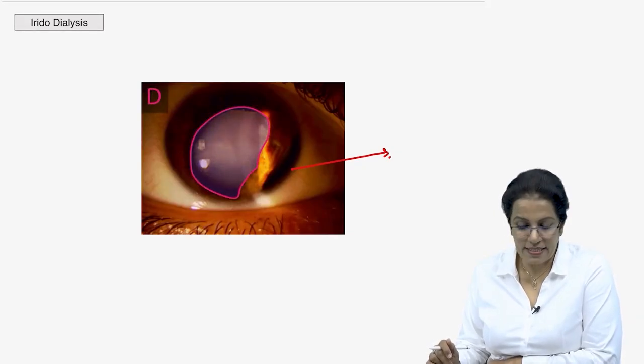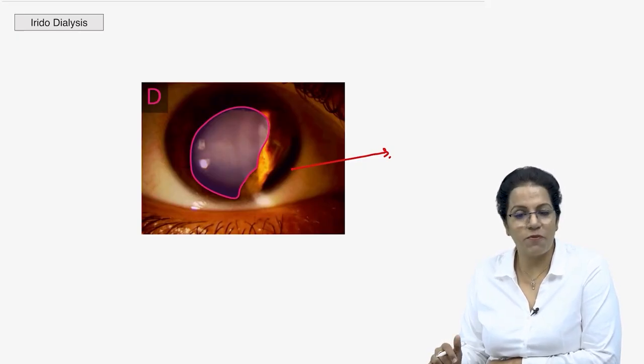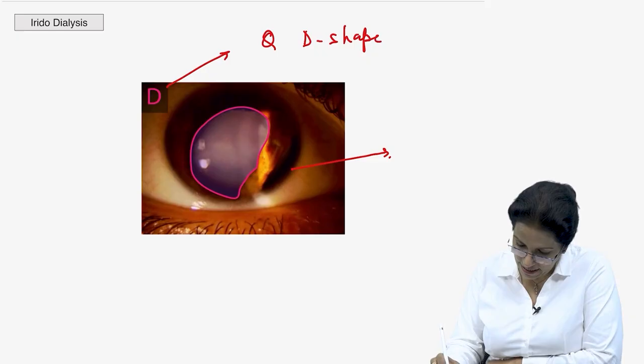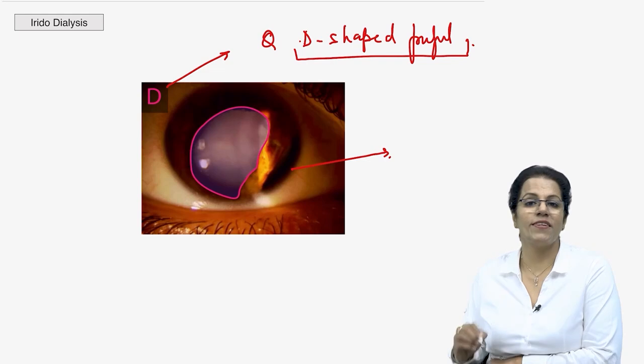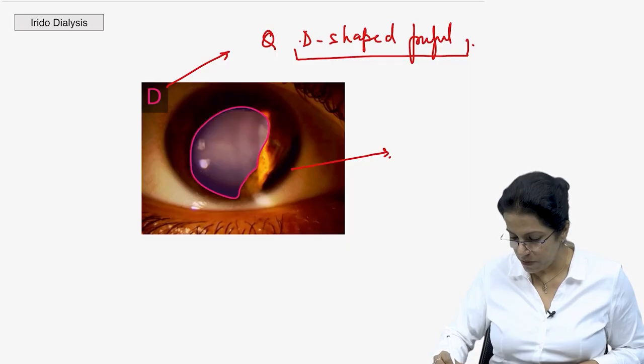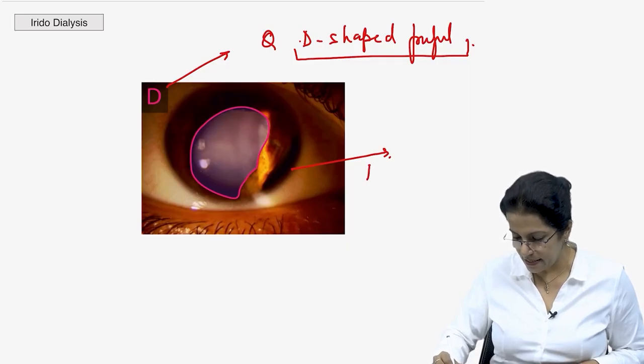And when there is iridodialysis, what is the shape of the pupil? Is your exam question again. We answer D-shaped pupil. Can you see that? D-shaped pupil. It is outlined for you. It's a feature of iridodialysis. What is iridodialysis? This one, the arrow that I have shown you. This is iridodialysis. That is disinsertion of iris.